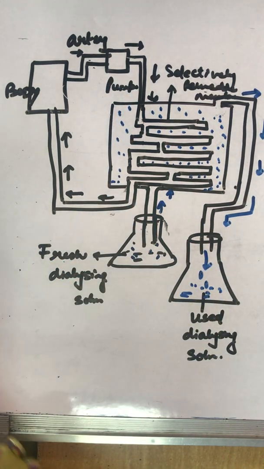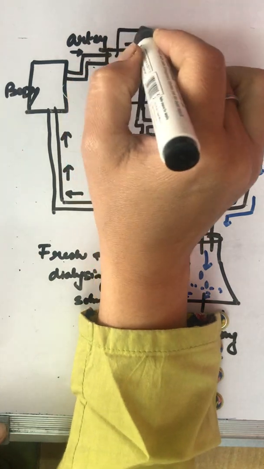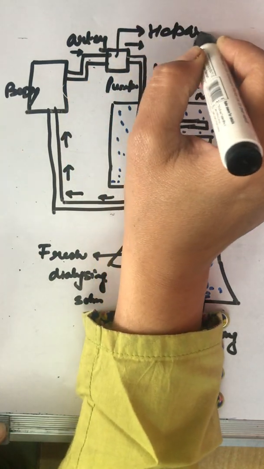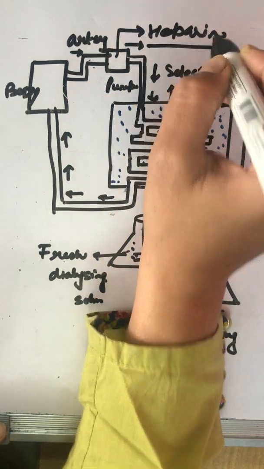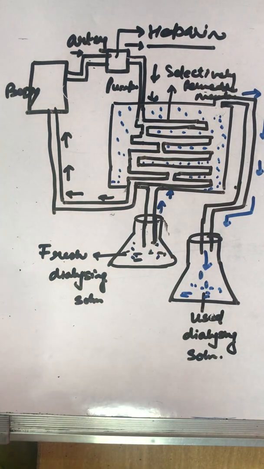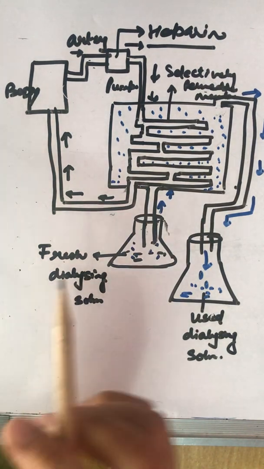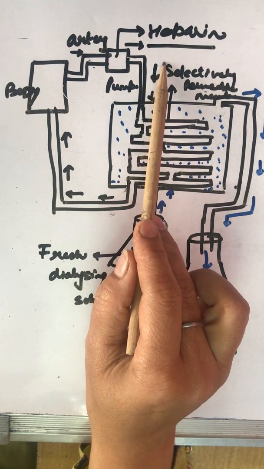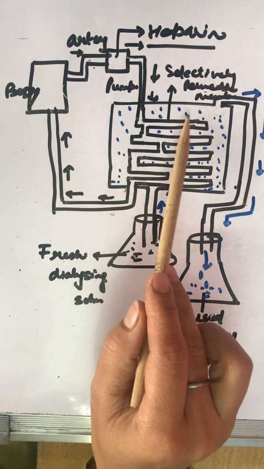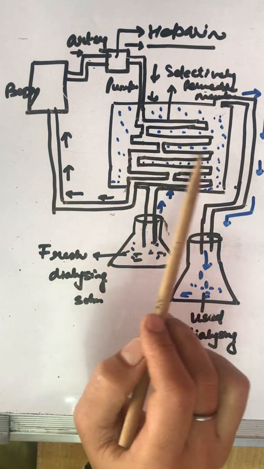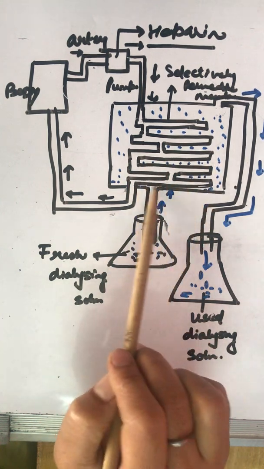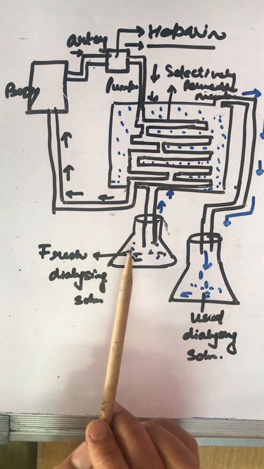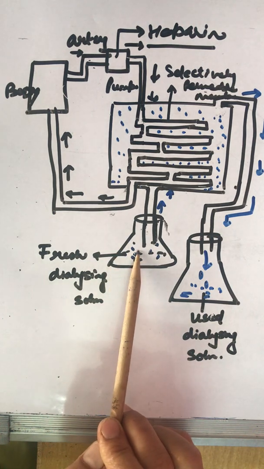anticoagulant heparin is added. Why so? Because otherwise the blood will clot in the tubules. So anticoagulant heparin is added to the blood to prevent clotting. This blood circulates slowly through the long cellulose tubules, which are coiled in a tank filled with the dialyzing solution.